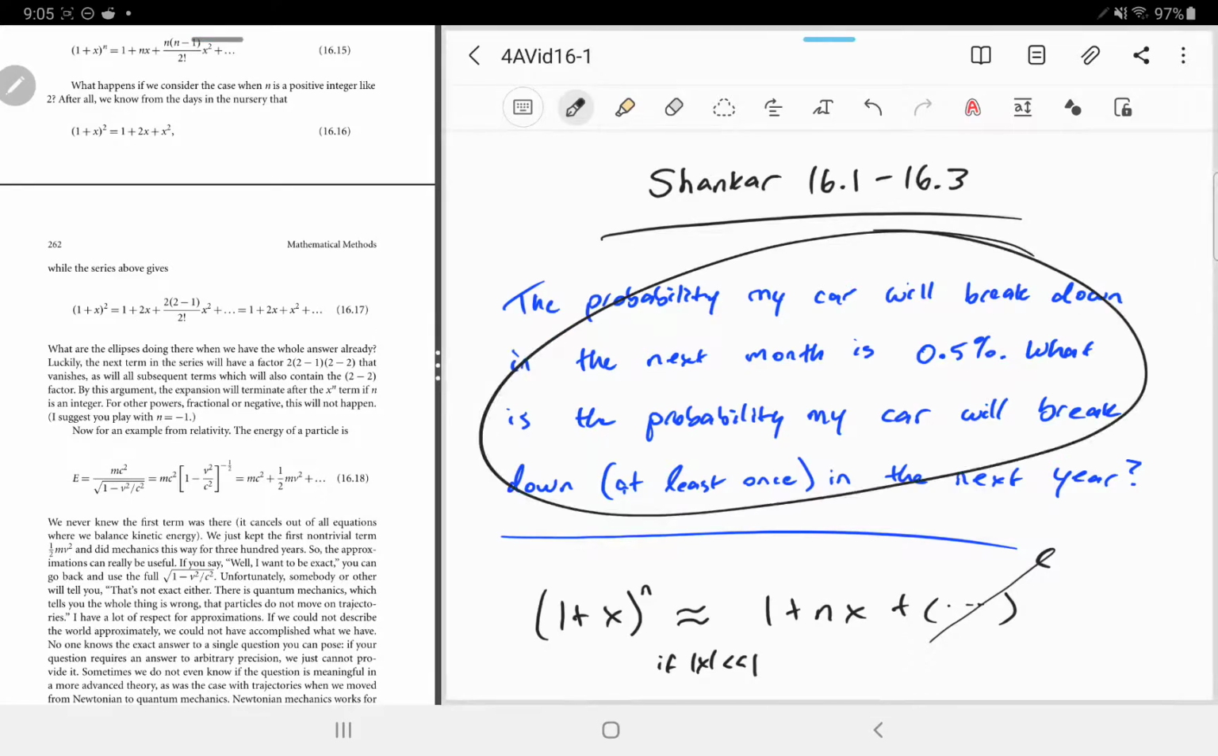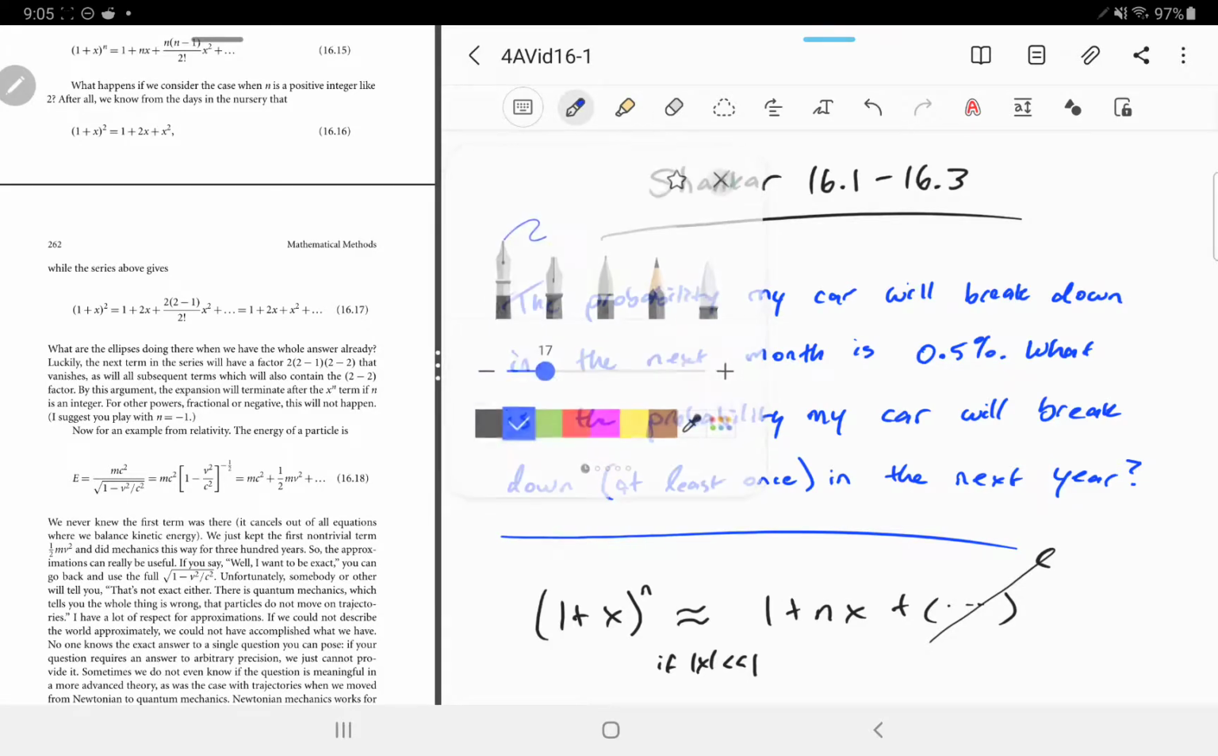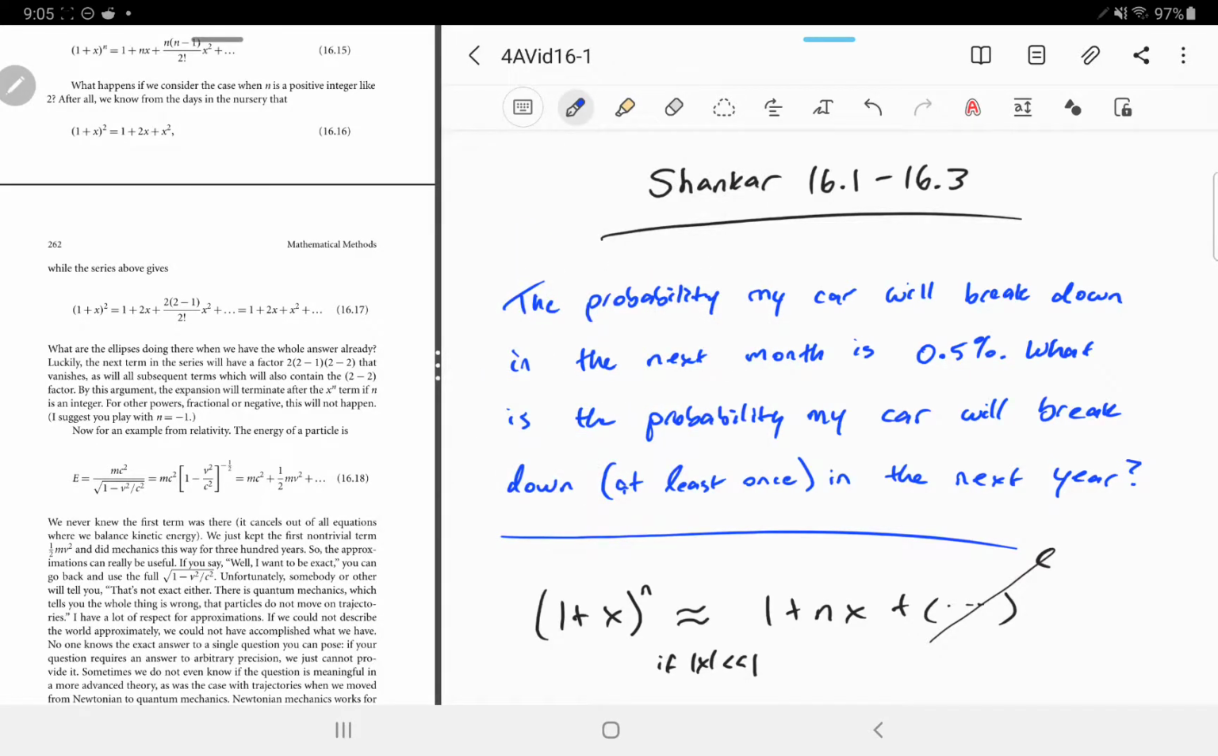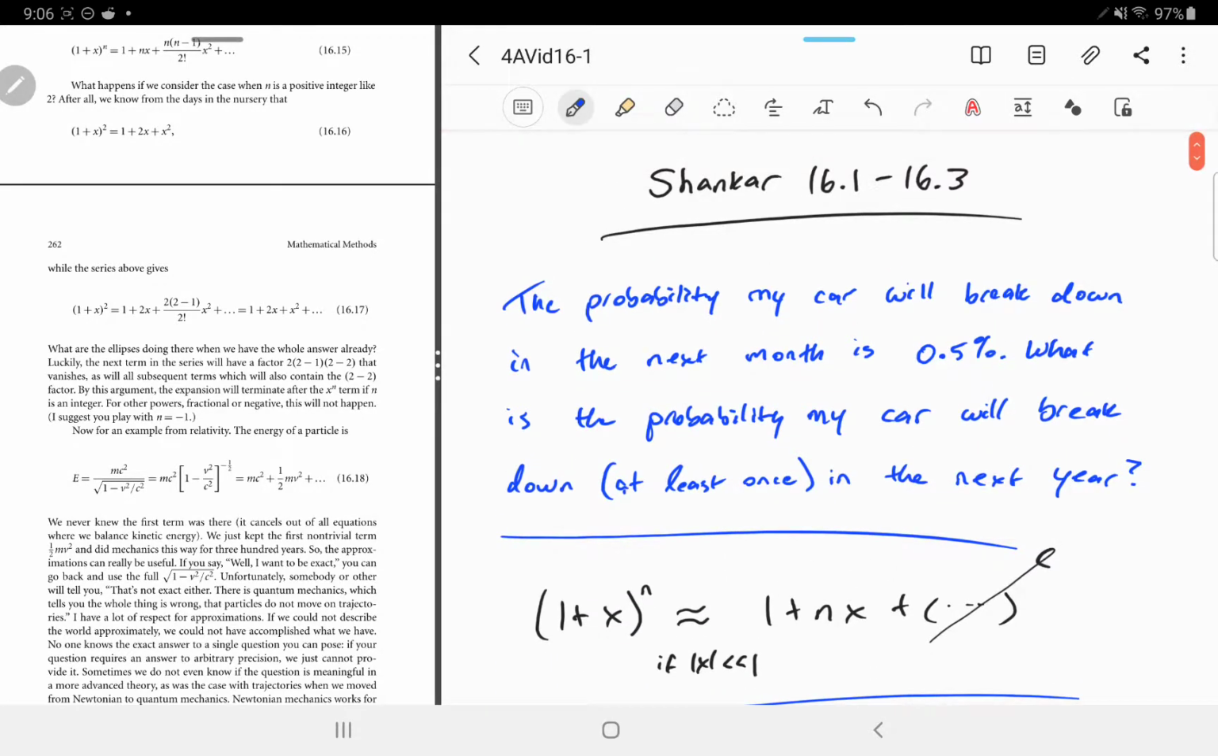I want to go over this example. This is an example where you would use the binomial series expansion. The probability my car will break down in the next month is 0.5%. What is the probability my car will break down in the next year? You could probably guess the answer to this, but I want to convince you that you're actually using the binomial series in your head.